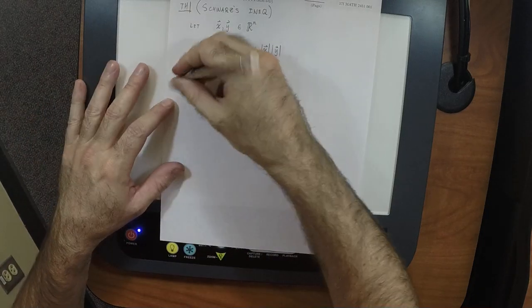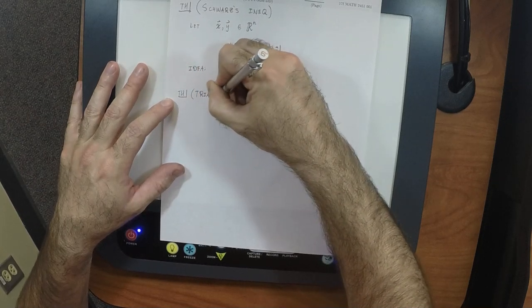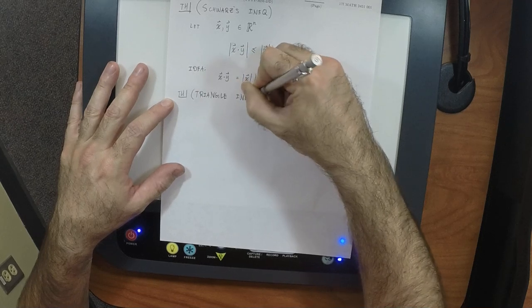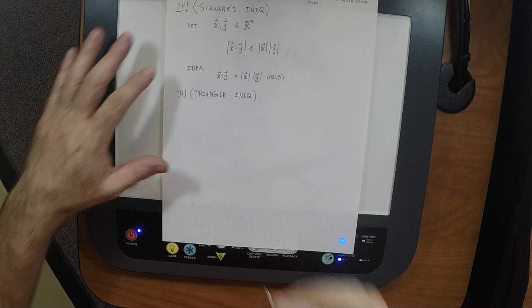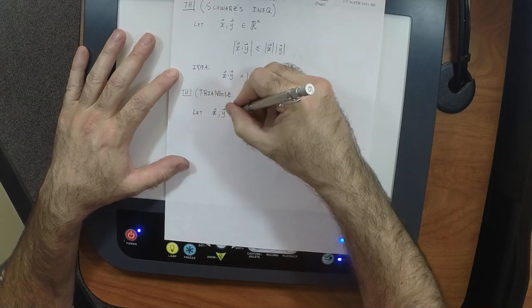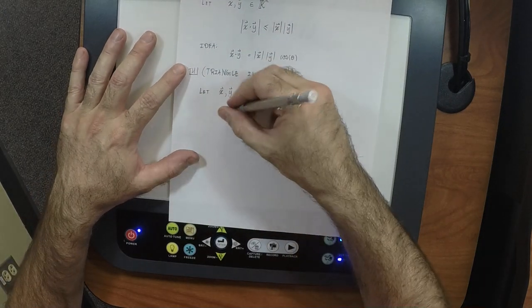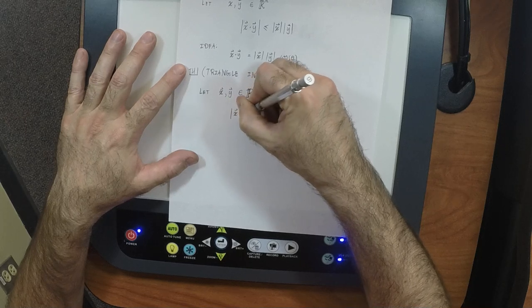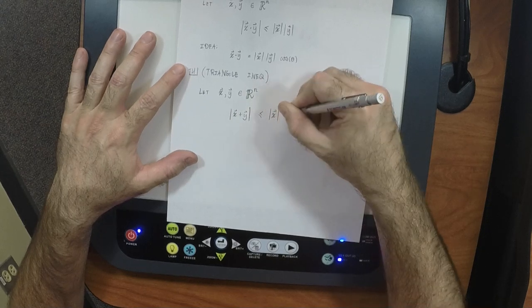Here's another theorem. The triangle inequality. So what's the triangle inequality? The sum of these two sides is always greater than the third side. Very good. So if again we let x and y be vectors, then the length of x plus y is less or equal to the length of x plus the length of y.